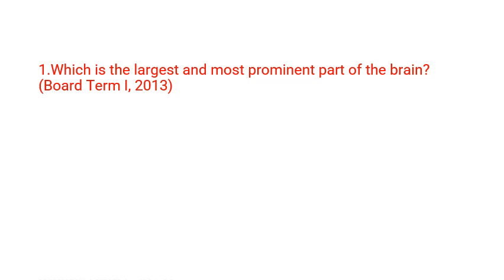Here is our first question. Which is the largest and the most prominent part of the brain? You have to find out the answer for this question. If you think about the different parts of the brain, there is one particular part called the cerebrum. So I think that is the answer. If you find out the answer yourself, it will be easy for you to understand better. Let us move on to the next question.